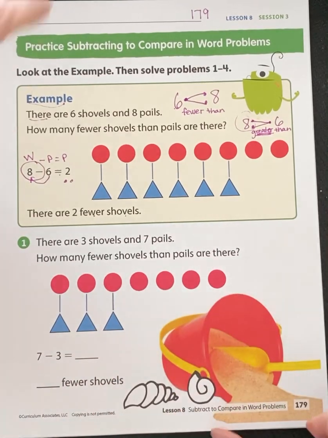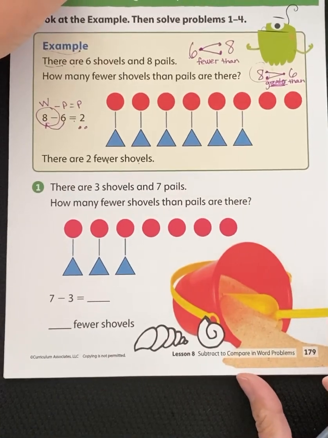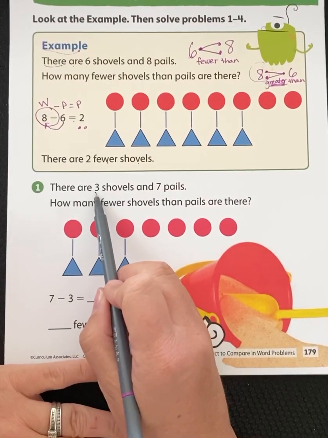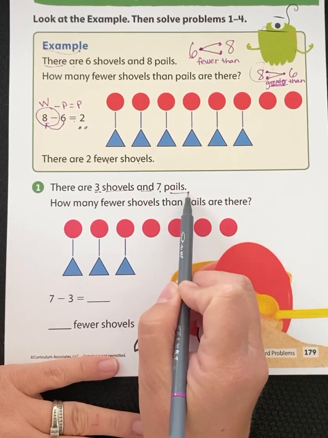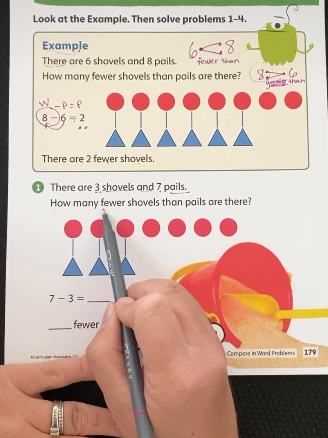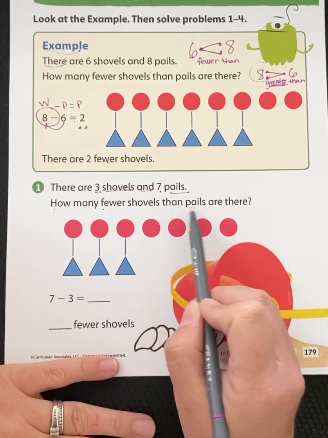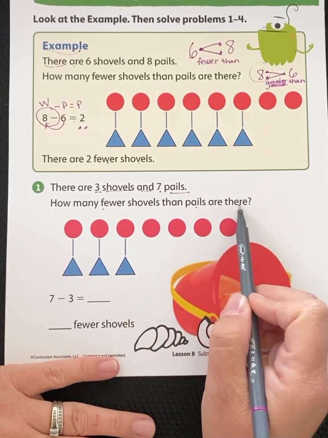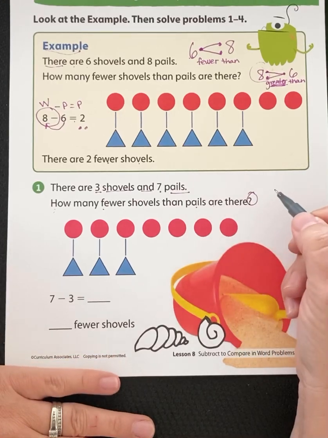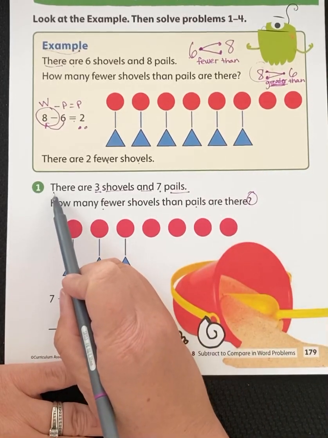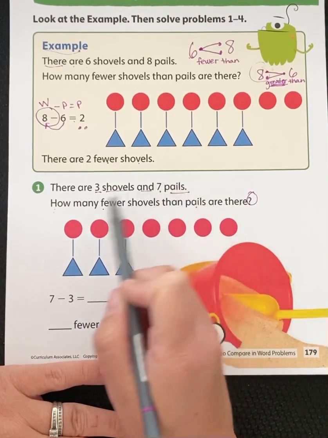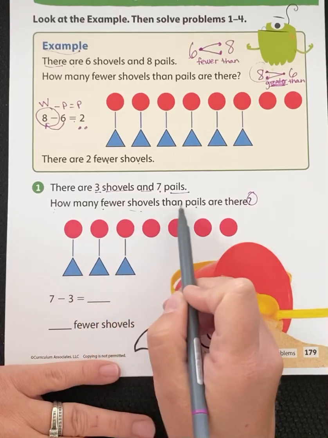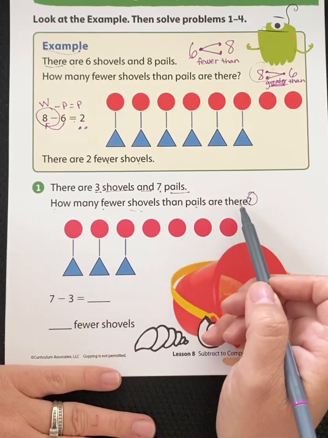How many fewer shovels? 2. Okay, number 1. There are 3 shovels and 7 pails. How many fewer shovels than pails are there? Ooh, there's a question. That's what we want to know. Read it again with me. Put your finger under. Follow along. There are 3 shovels and 7 pails. How many fewer shovels than pails are there?